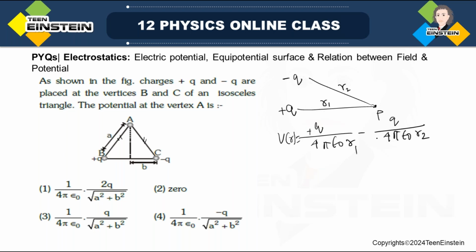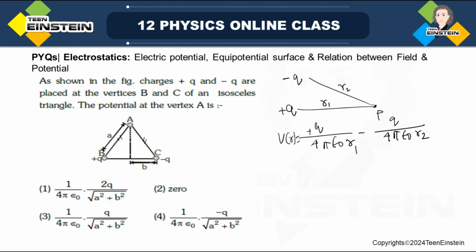When you want to get the total potential at any point due to multiple charges, you have to just take the algebraic sum of the potentials created by individual charges. So that is the conceptual understanding here.